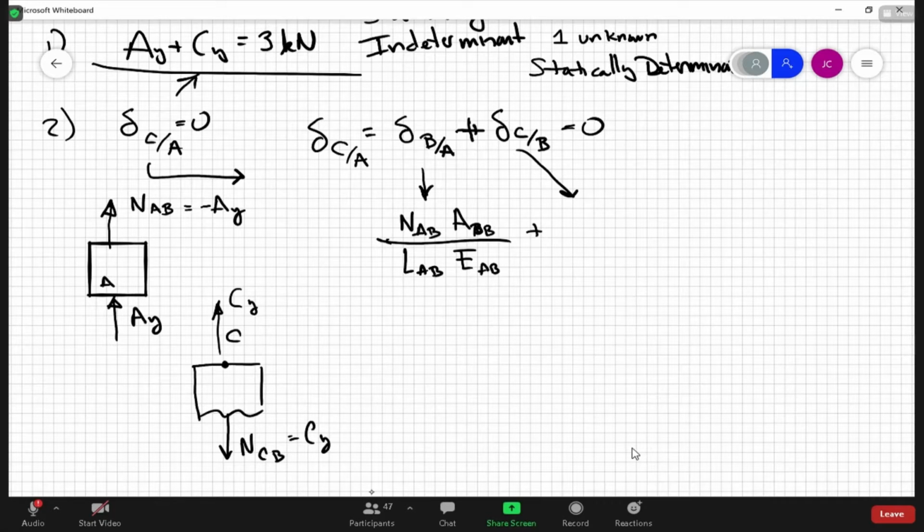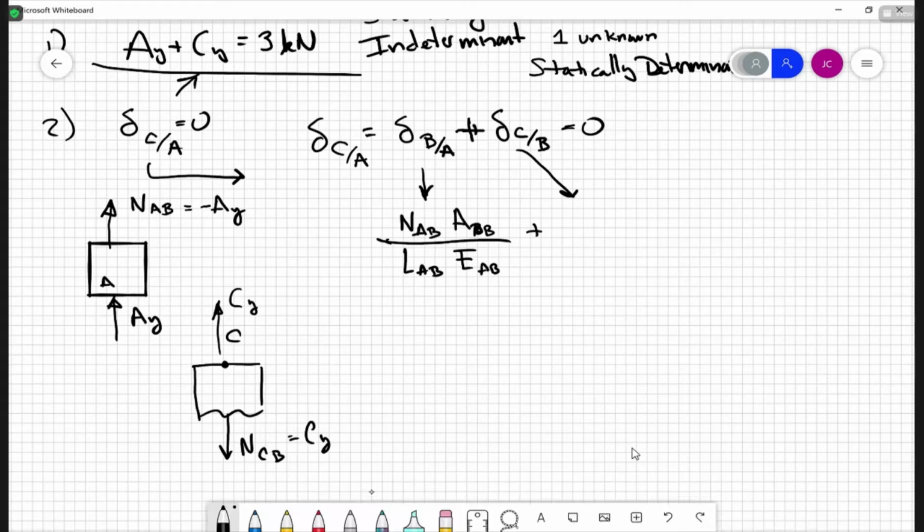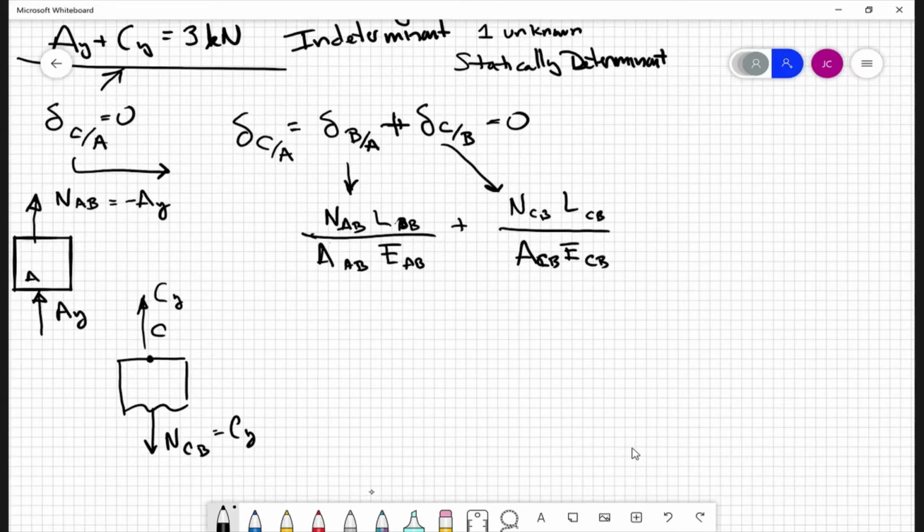So that internal force in CB times the cross-sectional area of CB. I'm sorry, I'm doing this backwards. I'm so sorry. It's force times length over area. These are lengths, these are the areas. Okay, it doesn't really matter though. Right, that all has to equal 0. That's my second equation. That is my compatibility equation due to the second constraint.